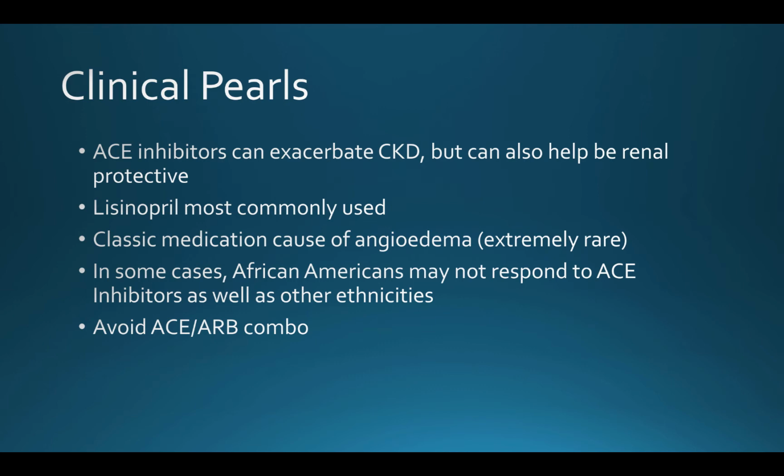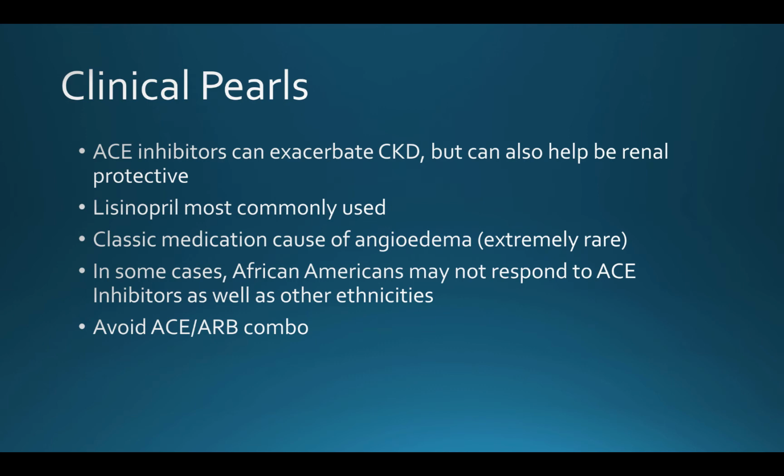Unique characteristic of ACE inhibitors and the renin-angiotensin-aldosterone system altogether is that African Americans may not respond as well compared to other ethnicities. So ACE inhibitors, again, kind of work on that RAS system, renin-angiotensin-aldosterone, ultimately prevent the formation of angiotensin II, which is a potent vasoconstrictor.